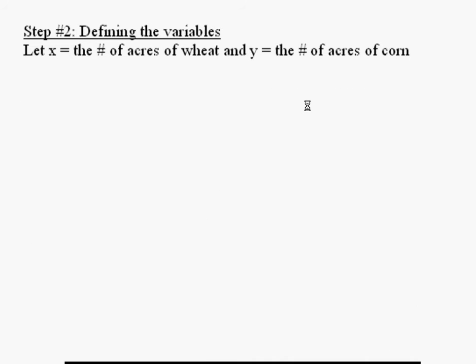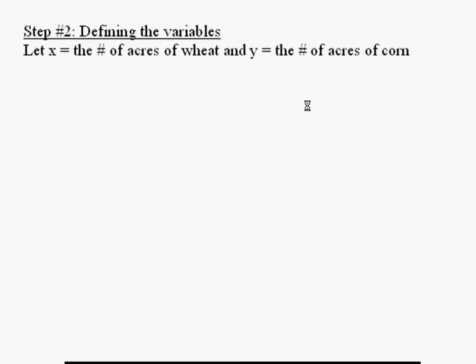Her objective or goal is to make $90 per acre of wheat and $120 per acre of corn. Okay, so now that we've listed the information in list form, now we're going to define the variables. We're going to let x equal the number of acres of wheat and y equal the number of acres of corn. After listing the information, it would appear that everything is relating to the number of acres of each type of crop that she grows.